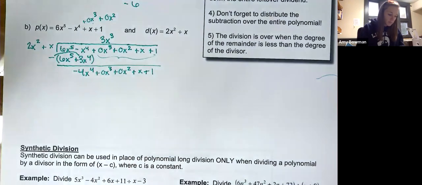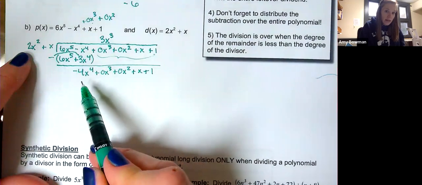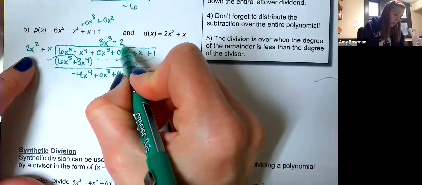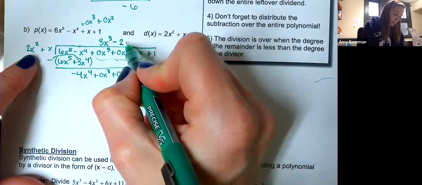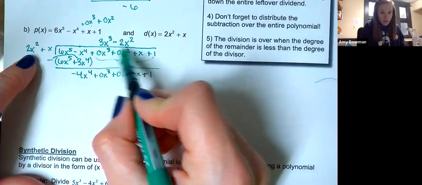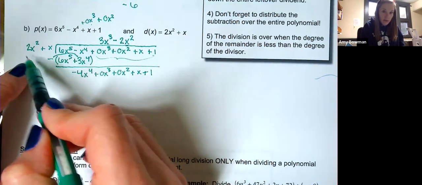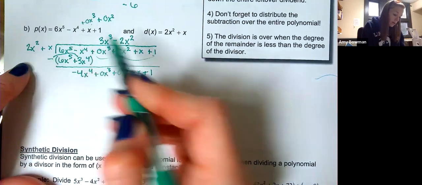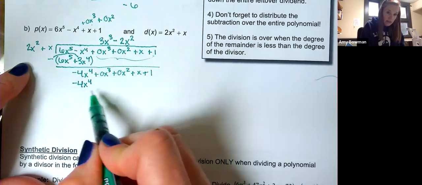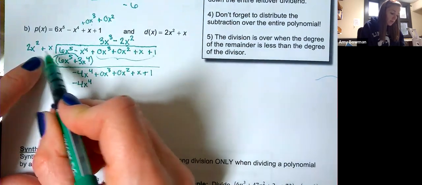Then we repeat the process. What do I multiply 2x squared by to get negative 4x to the 4th? So 2 times negative 2 is going to give me the negative 4, and x squared times x squared will give me the x to the 4th. So negative 2x squared, what I just wrote down, is now what I'm going to multiply by my original divisor, both of those things. So negative 2x squared times 2x squared is negative 4x to the 4th. So you'll notice that should always be exactly the same term because we're going to subtract it away. Negative 2x squared times x, that's negative 2x cubed.